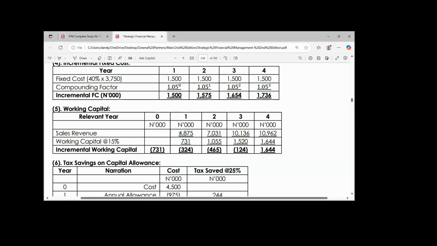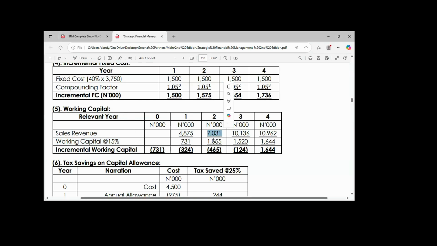The value for the first year is 48.75. The second year is 70.31. The third year is 10.136. Then the fourth year is 10.962. So we are told that working capital is 15% on the sales value at the beginning of the year. Therefore, 15% of 48.75 is 731.